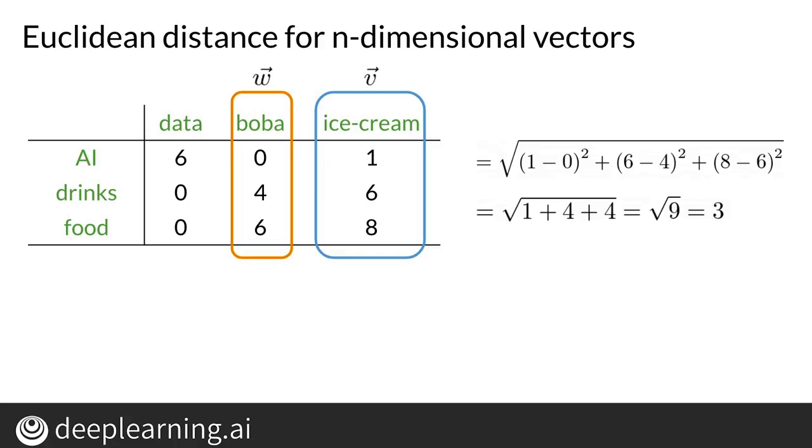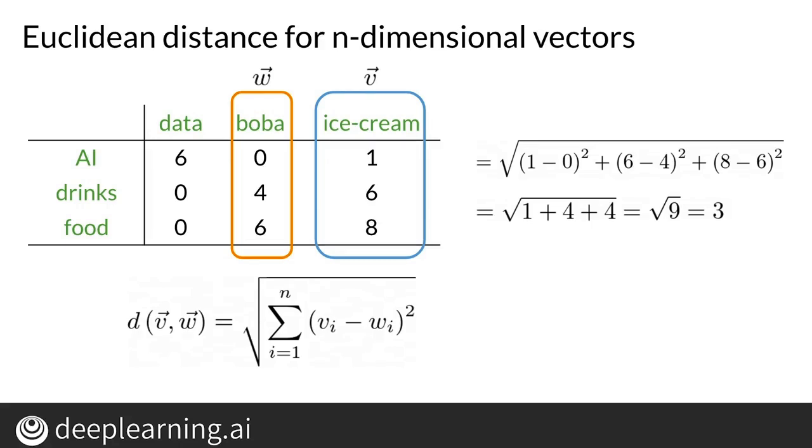This process is the generalization of the one from the last slide. This is the formula that you would use to get the Euclidean distance between vector representations in an n-dimensional vector space. If you remember from algebra, this formula is known as the norm of the difference between the vectors that you are comparing.